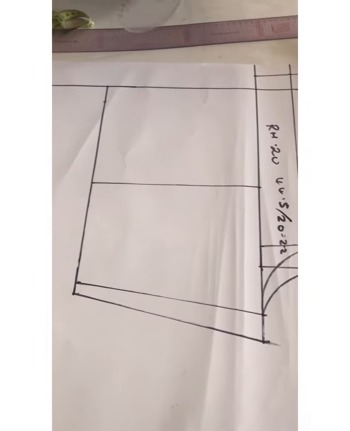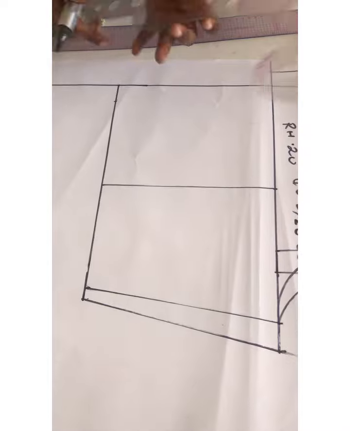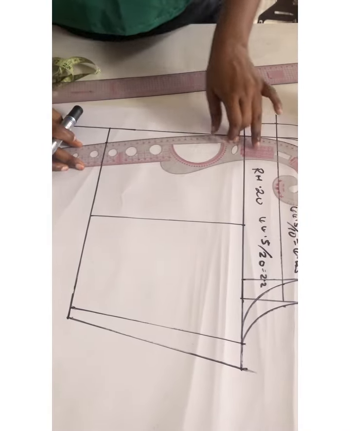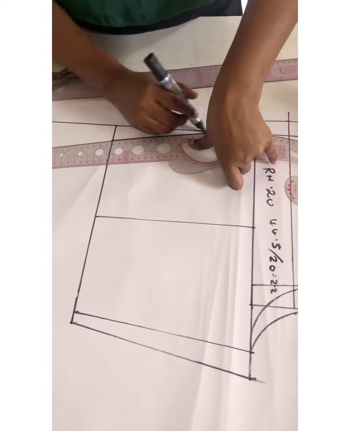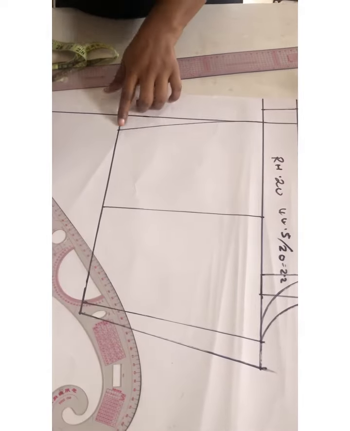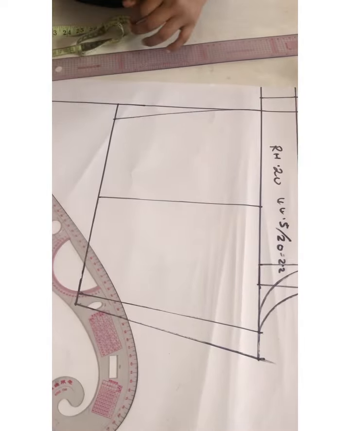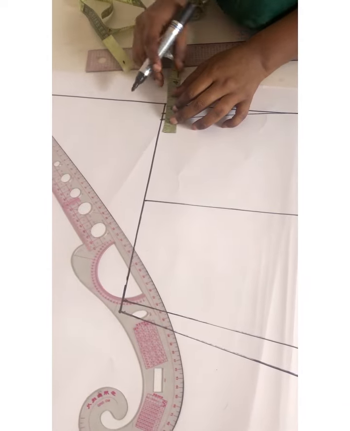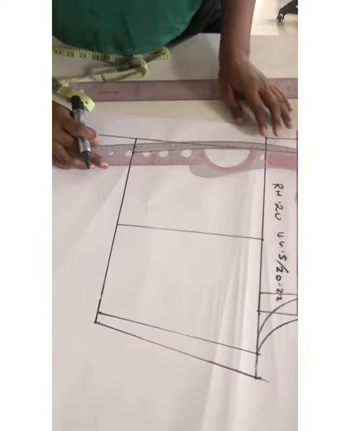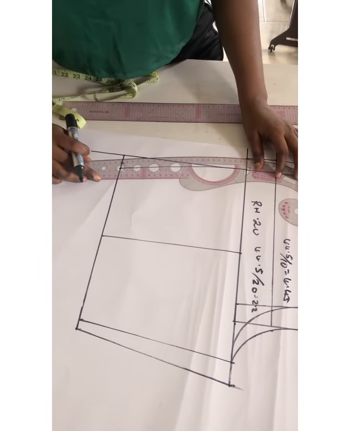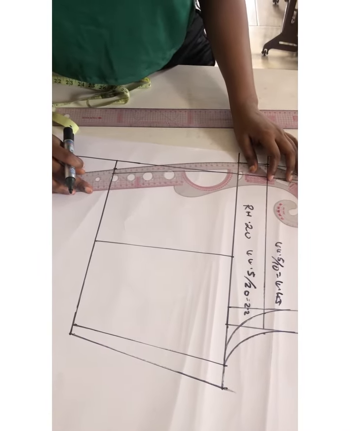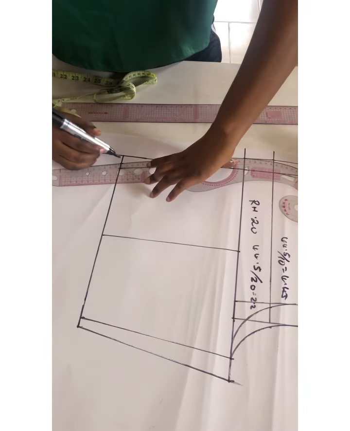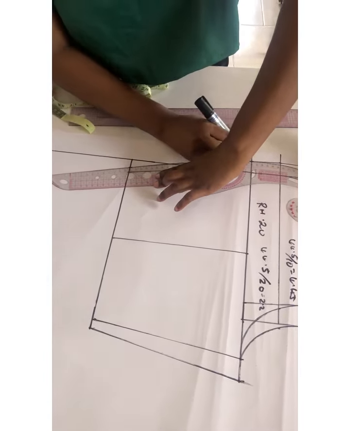Now remember, I've not curved the front side, so I'm going to do that this way. This is for the front. So from there I'm coming out by 0.5, which is for the back. Now remember, our back is bigger than our front, so I'll do that. And I'll connect it back to our hip line.